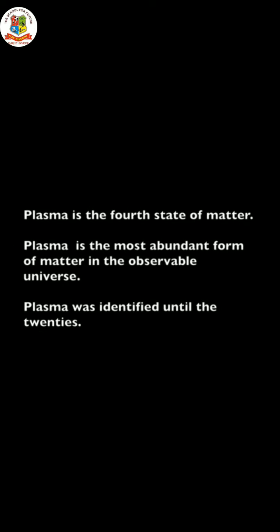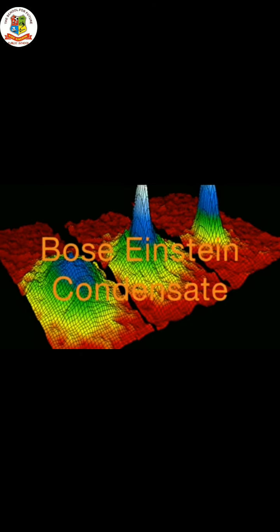I hope you understood plasma, and we know that plasma is the fourth state of matter. Plasma is the most abundant form of matter in the observable universe. Plasma was identified in the 1920s. So keep these things in mind, my dear students.